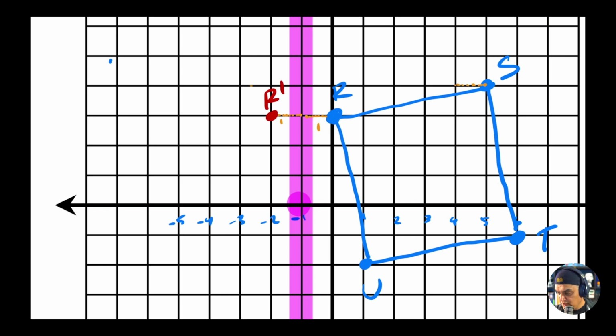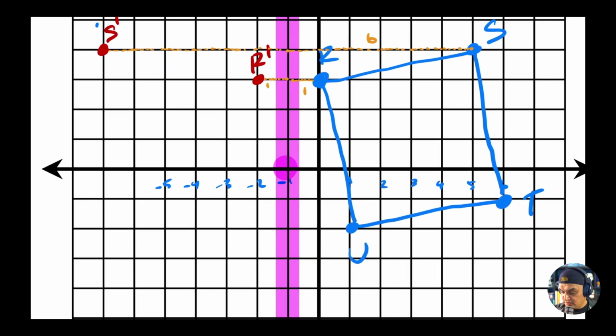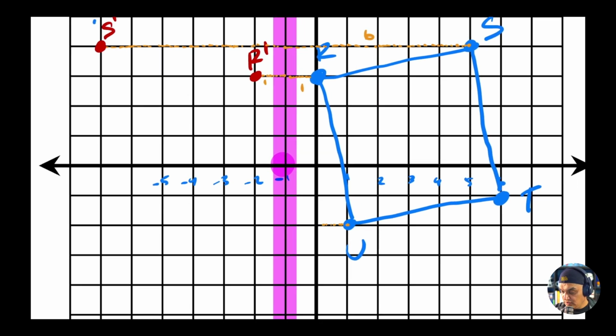S is 1, 2, 3, 4, 5, 6 units away. So I'm going to go 6 units the opposite direction. 1, 2, 3, 4, 5, 6. There we go. And that's my new S. So that's S prime. Now let's look at U. U is 1, 2 units away from the line of reflection. So I'm going to go 2 units the other way. 1, 2. There's my new U.